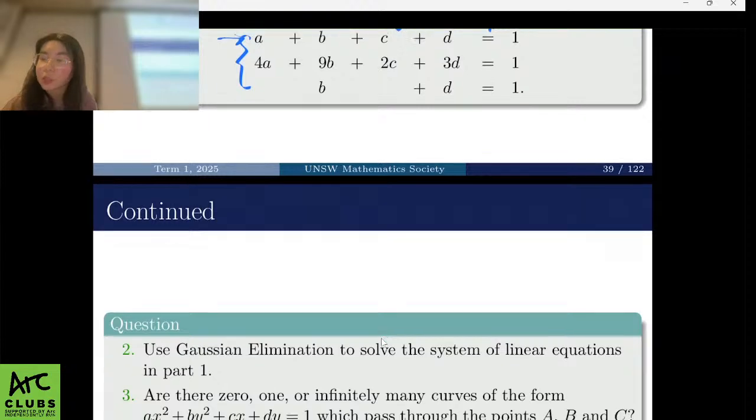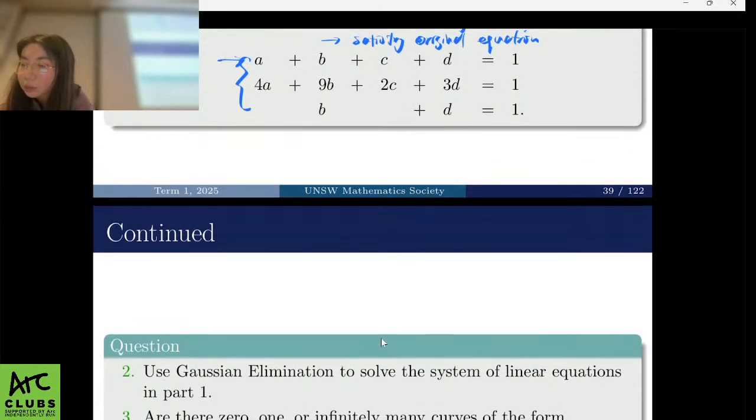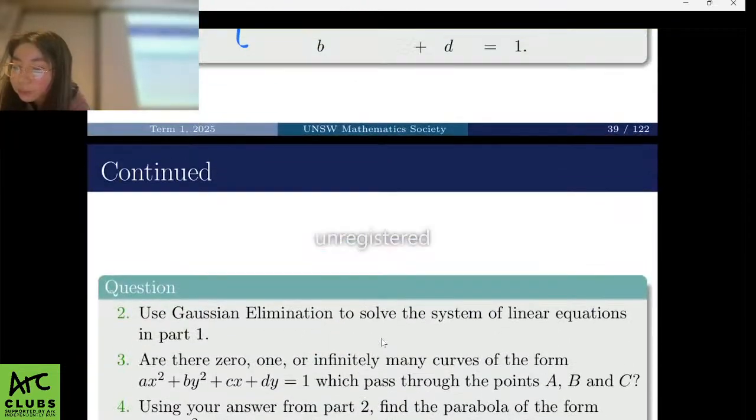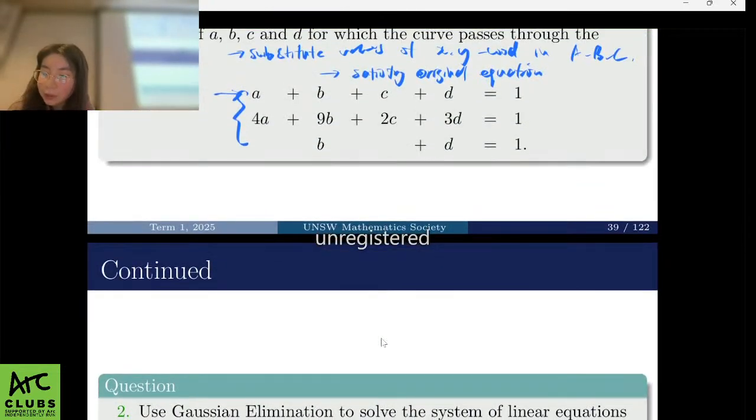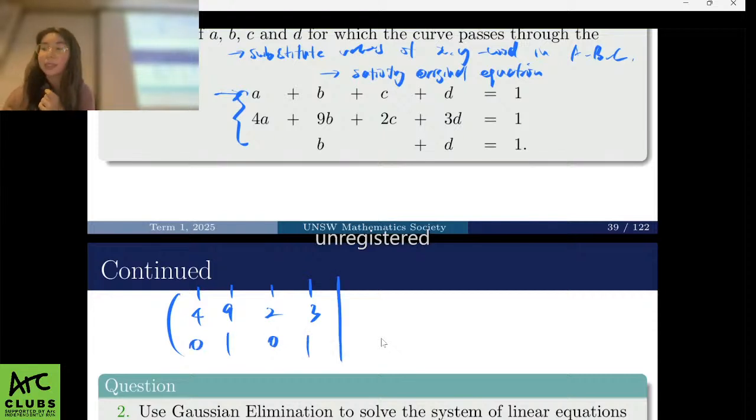Let me just quickly remember the numbers. 1, 1, 1, 1, 9, 2, 3. Okay. So let's say we want to first convert that into a matrix, which is 1, 1, 1, 1, 4, 9, 2, 3, and 0, 1, 0, 1. And on the right-hand side, we have 1, 1, and 1. So now we want to start reducing this matrix to its row echelon form, such that we can determine at least one of our variables, which in most cases will be D.